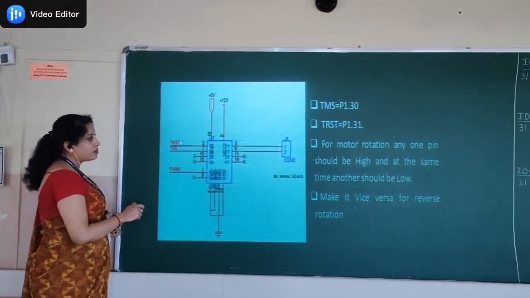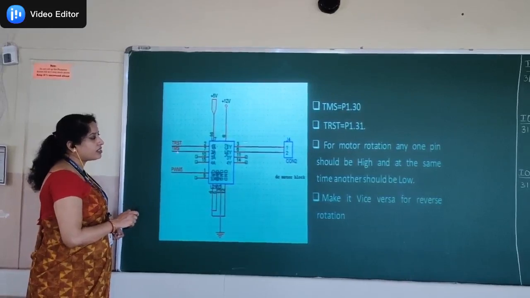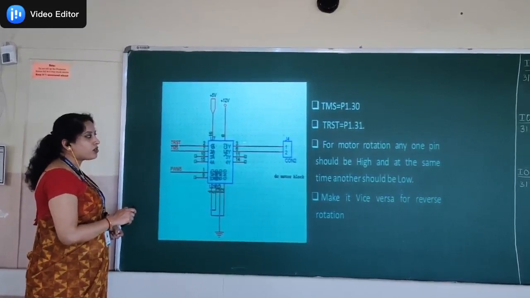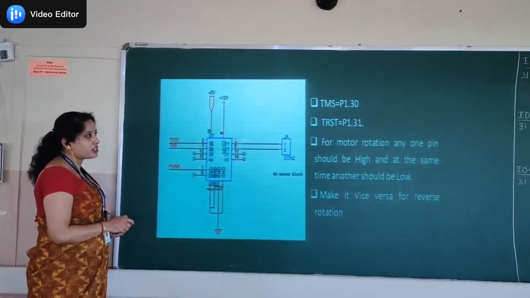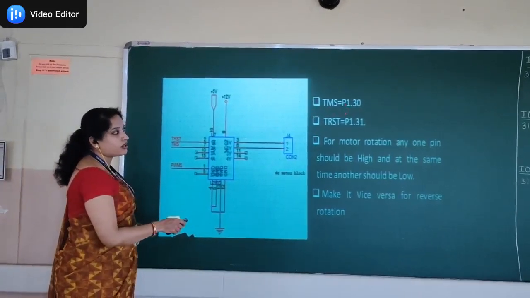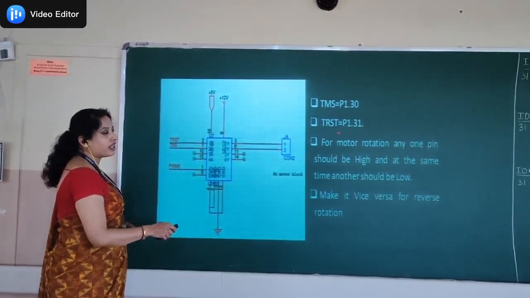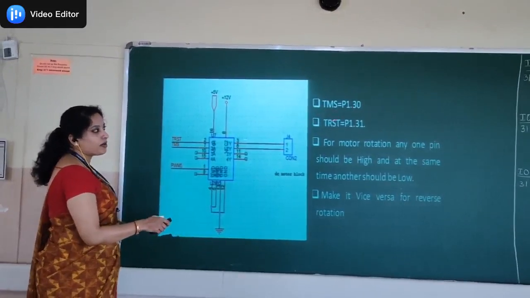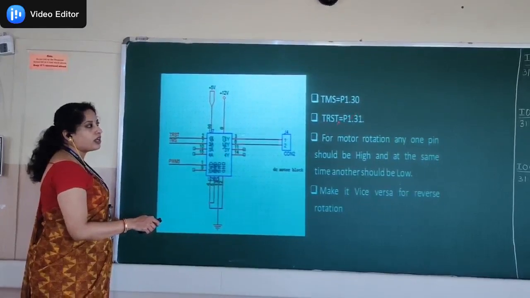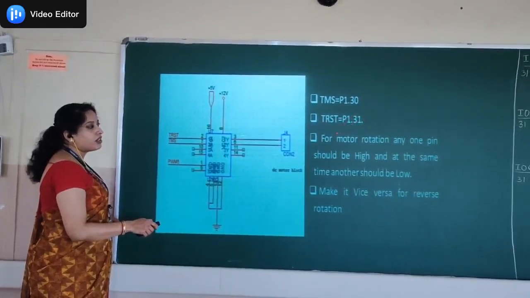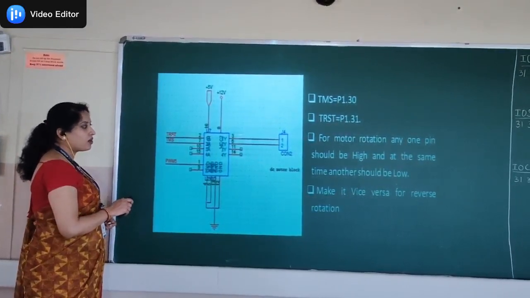See, just observe these two pins. So we have the pins TRST and TMS. By applying a pulse on these two pins, we can rotate a DC motor in a specific direction. So these two pins are controlled by port 1 pin number 30 and port 1 pin number 31. The TMS pin is controlled by port 1 pin number 30 and TRST is controlled by port 1 pin number 31.